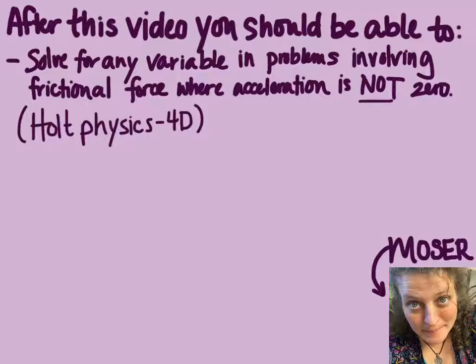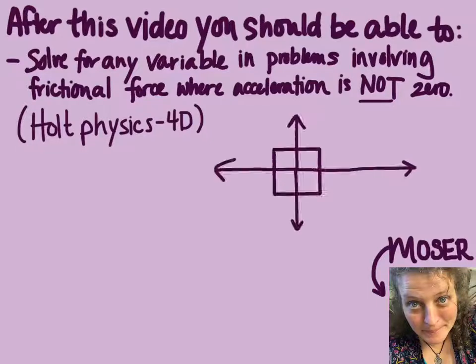Where the acceleration is not equal to 0. Again, this is section D of chapter 4 in your Holt physics textbook. This is what we're looking at now, folks. Things where the sum of forces on one of those axes is not, in fact, 0.